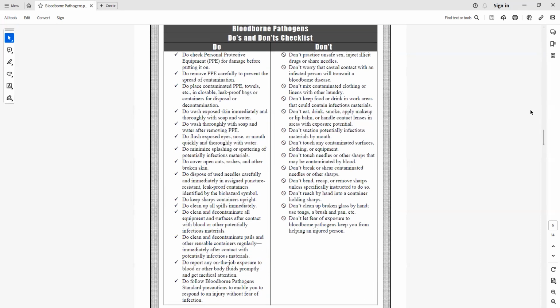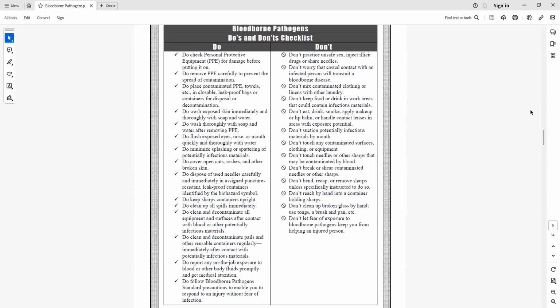Bloodborne Pathogens Do's and Don'ts Checklist. Do check personal protective equipment, PPE, for damage before putting it on. Do remove PPE carefully to prevent the spread of contamination. Do place contaminated PPE, towels, etc. in closable, leak-proof bags or containers for disposal or decontamination.